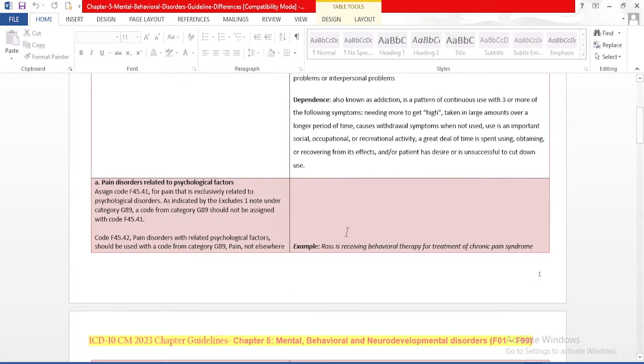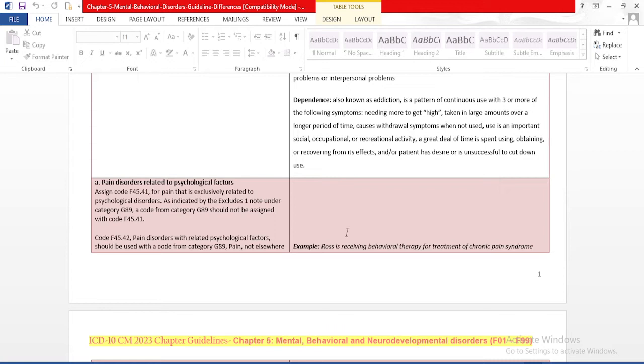Dependence, which we usually also call addiction, is a pattern of continuous use with 3 or more of the following symptoms. So we need to check the documentation to see if the patient has these symptoms or not. The first symptom is needing more to get high. He wants more drug or alcohol, taken in large amounts over a longer period of time. It causes withdrawal symptoms when not used. Use is an important social, occupational, or recreational activity. A great deal of time is spent using, obtaining, or recovering from its effects, and the patient has a desire to, or is unsuccessful in trying to, cut down use.